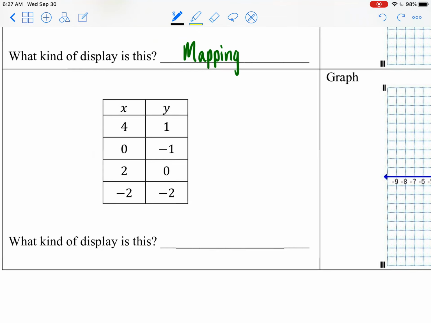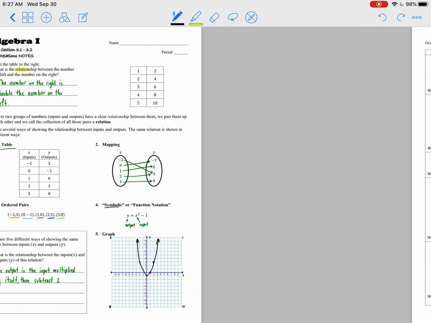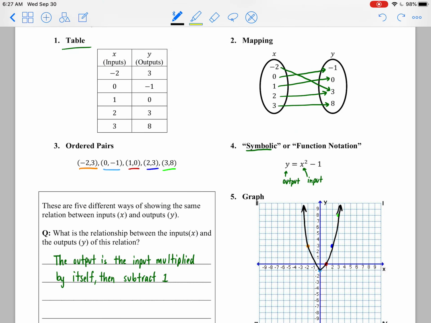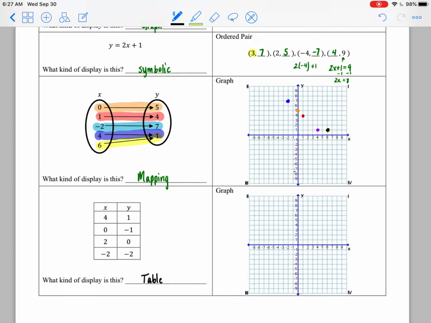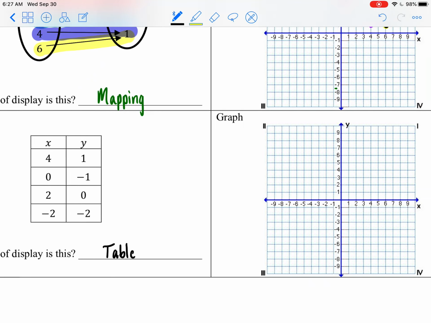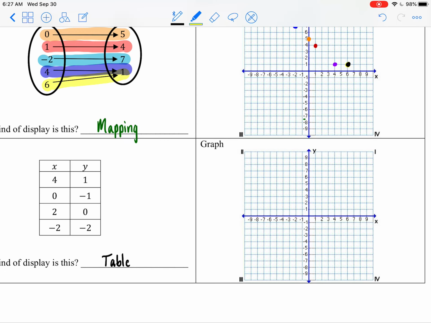Okay? All right. What kind of display is this? This is called a table. And remember, they're all on the front page, right? If you go back and look at your front page, they're all right here. So you guys have that to refer to. So this is called a table. And now we're going to graph it. So if the x value is 4, let's use good colors here, the y value is 1. So when x is 4, y is 1. So I come over to 4 for x, and then I go up to 1 for y.